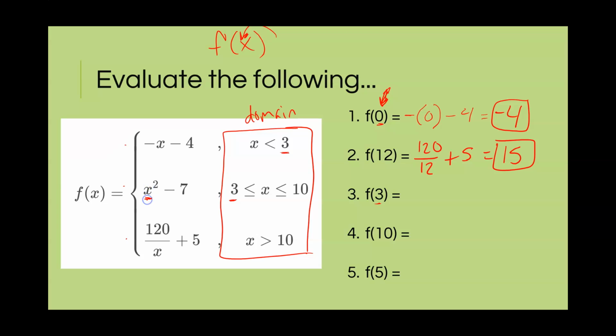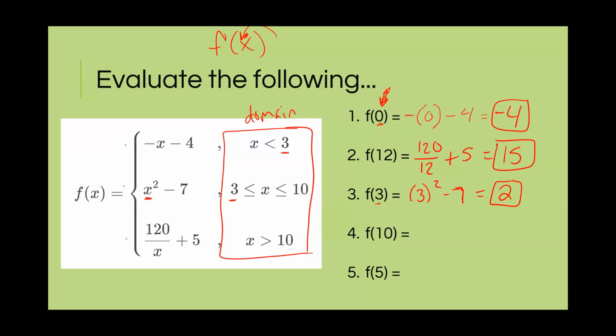Now, when you're doing squares, the quadratic, it's so important to use parentheses, especially for negative numbers, okay? So I'm going to plug 3 in, and I get 3 squared minus 7. So 3 squared minus 7 is 2.